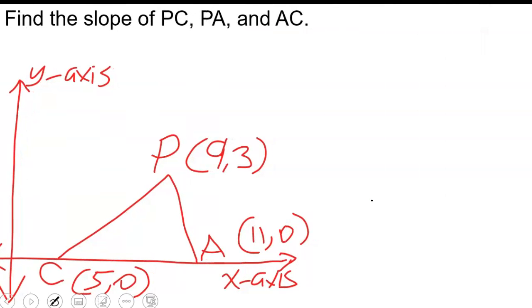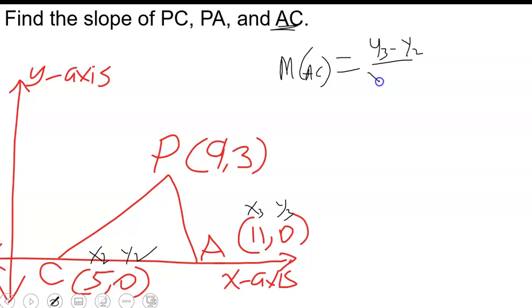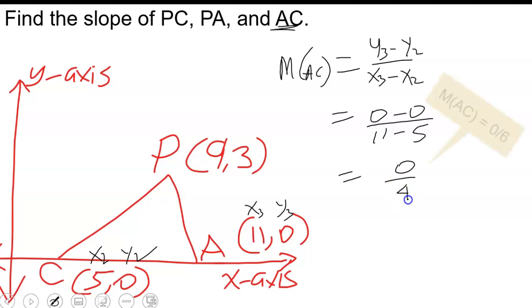So the last, we're going to find the slope of AC. So the slope of AC is going to be, we label this as x3, y3. This is x2, y2. So now we are going to do y3 minus y2 over x3 minus x2. So which is 0 minus 0 over 11 minus 5. So which is 0 minus 0 is 0, 5 minus that is 4.